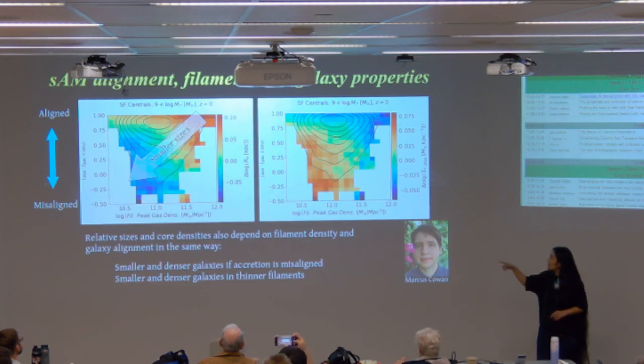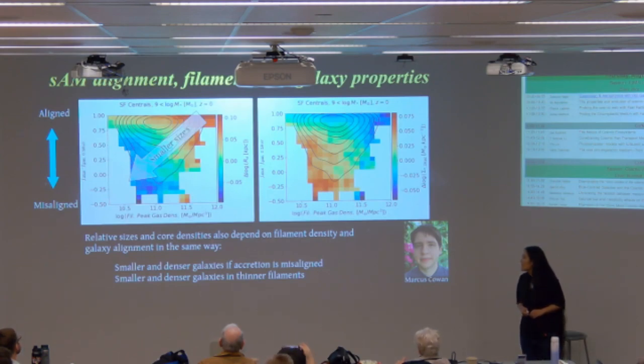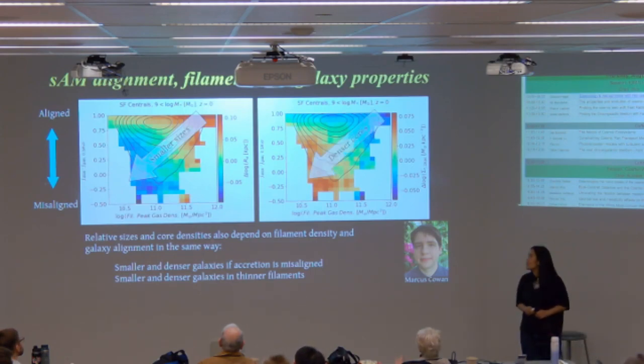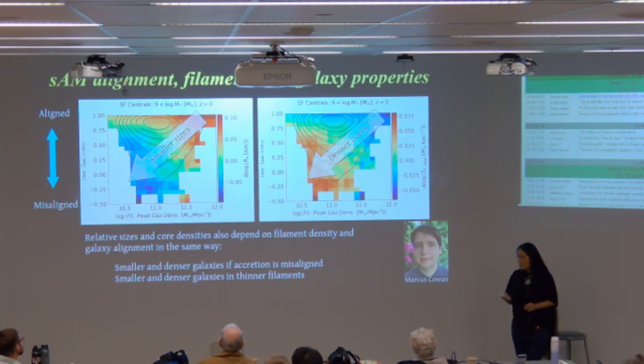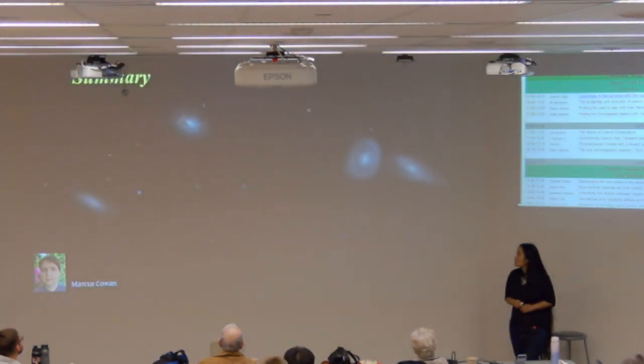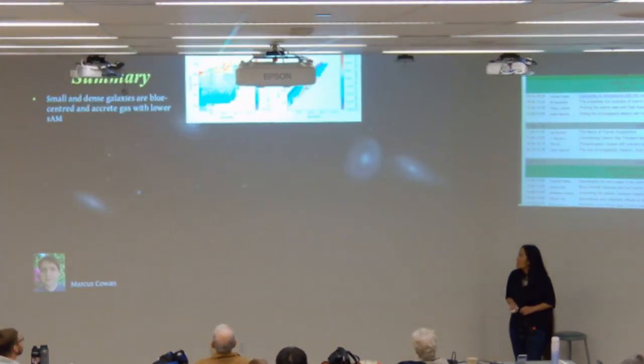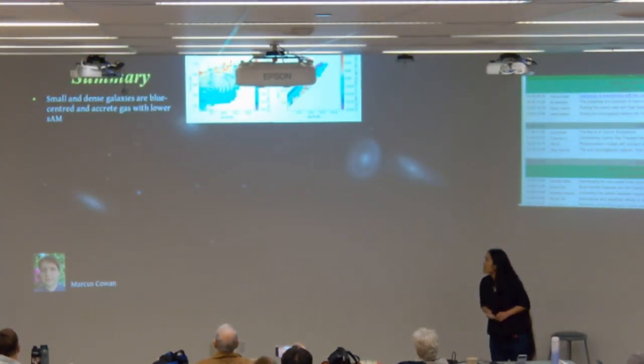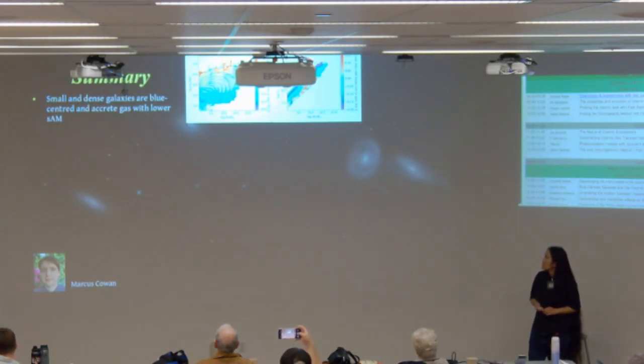Smaller sizes if the accretion is misaligned and if it were in thinner filaments. And we also have relatively denser cores if we are misaligned and if we are in thinner filaments. So in summary, small and dense galaxies are bluer centered and accrete gas with lower specific angular momentum.